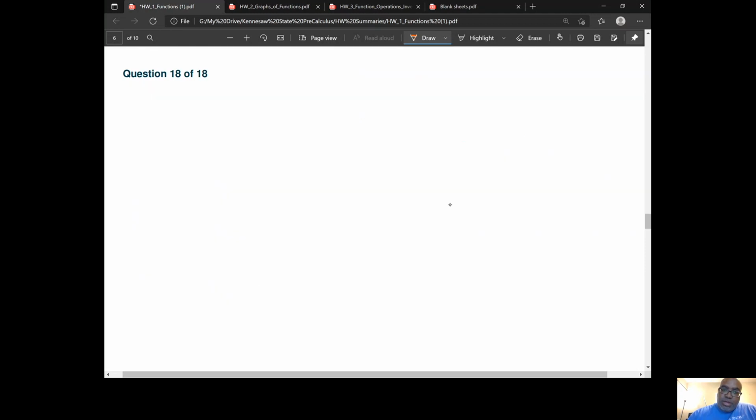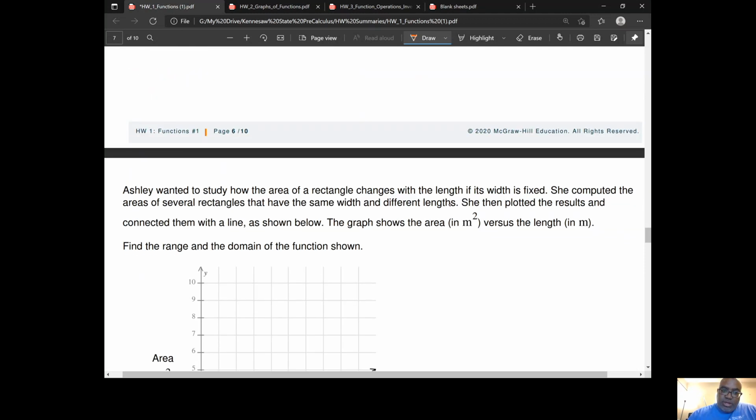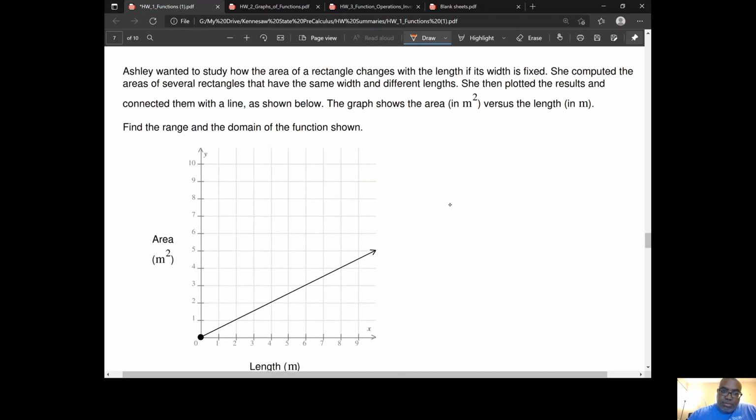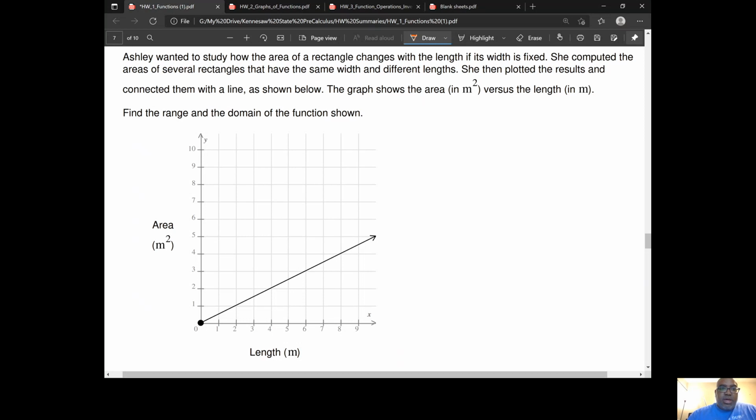All right. And question number 18 of 18. Okay, so this is a big problem. Ashley wanted to study how the area of a rectangle changes with the length if its width is fixed. She computed the area of several rectangles that have the same width and different lengths. She then plotted the results and connected them with a line as shown below. The graph shows the area in meters squared versus the length in meters. Find the range and domain of the function shown.